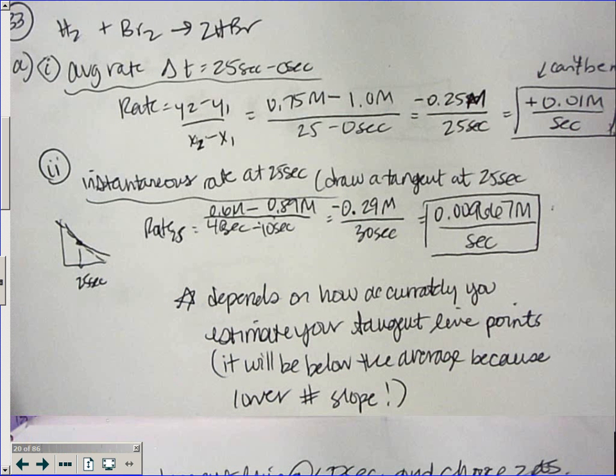Your values might be slightly different than mine, or even slightly different than the textbook, just because it does depend on how accurate you are looking at that tiny graph, but understand the process and we're good to go. So if you're ever finding the average rate and it gives you a span of time, you have to use that as your span of time.